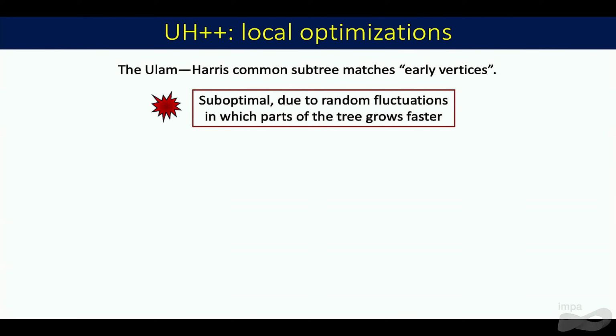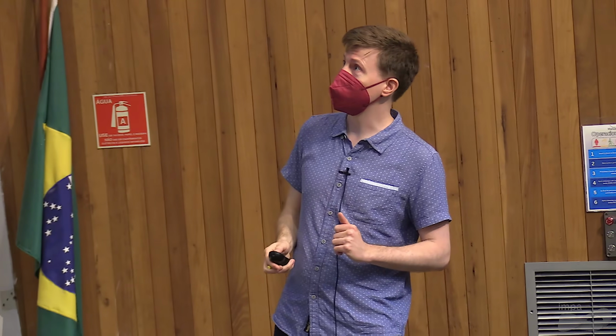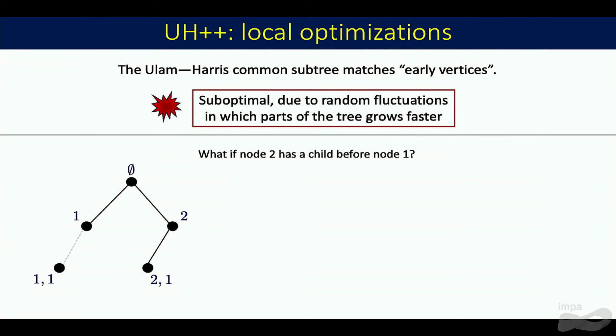But why isn't this optimal? One particular reason: what we're doing here is essentially matching early vertices. We're matching the two roots in the tree, then we're matching the first and second nodes to each other, etc. So we're matching early vertices in the two trees. But if we look at how these trees grow, there are fluctuations in how quickly different parts of the trees grow. Okay? So that's one particular reason why this is suboptimal. So we wanted to at least push beyond that.